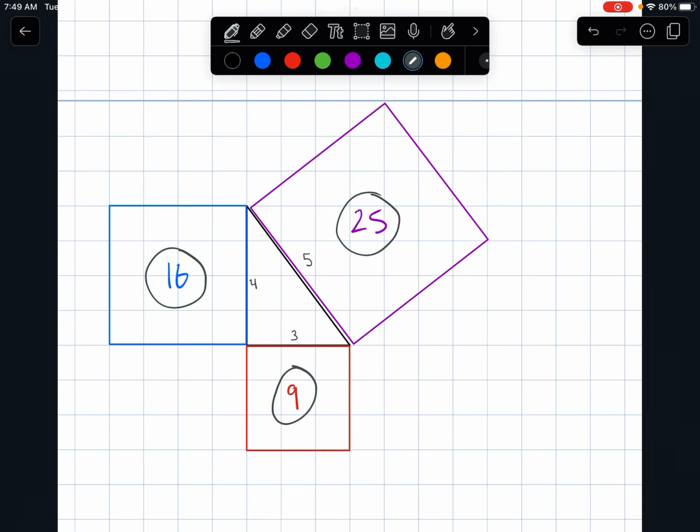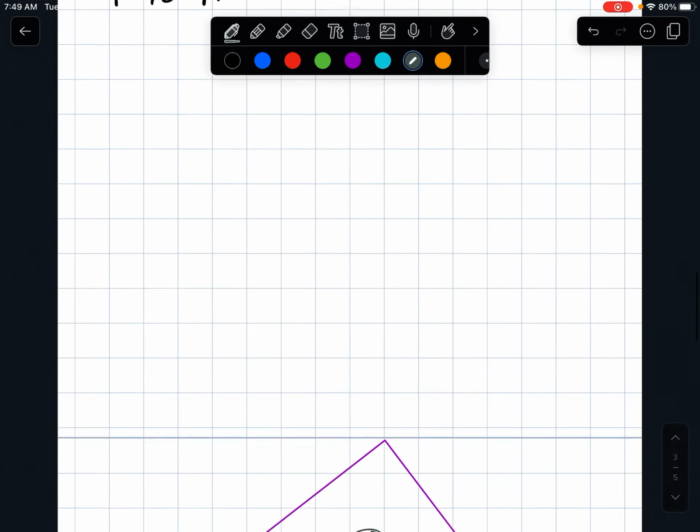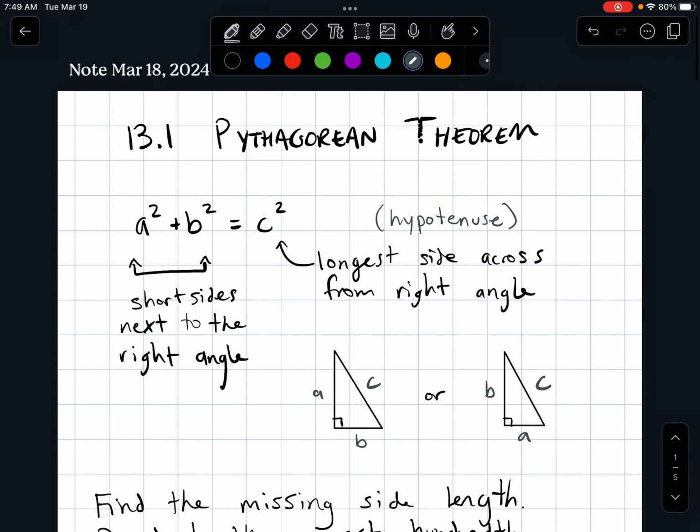All right, there's lots of other ways to look at the comparison there. There's lots of proofs and interesting ways to show that a squared plus b squared equals c squared, but this is just kind of a common basic one that you can look at. All right, let's get some practice problems.